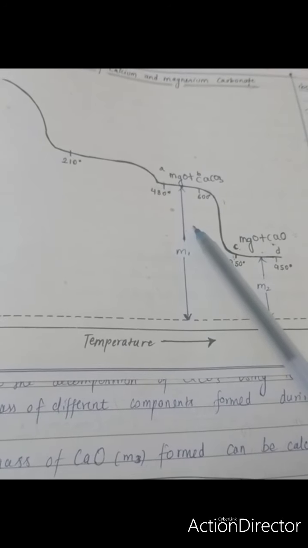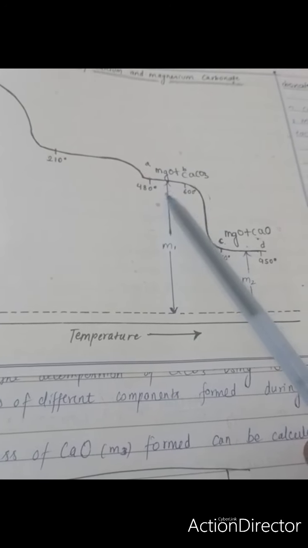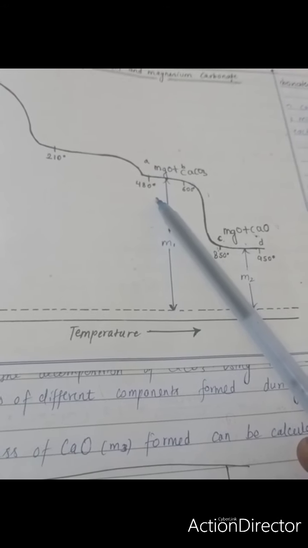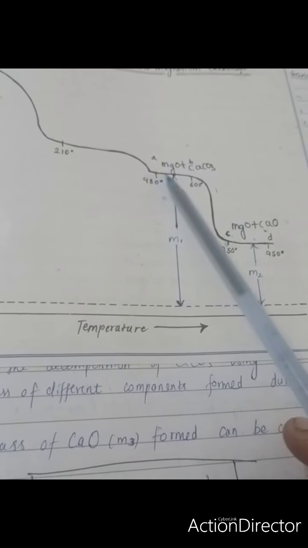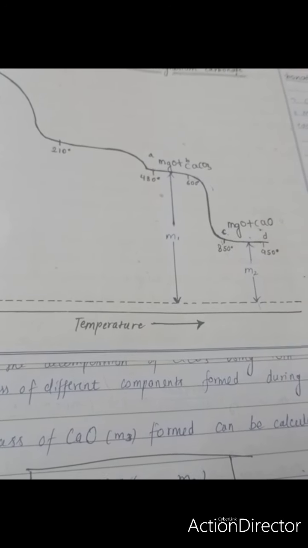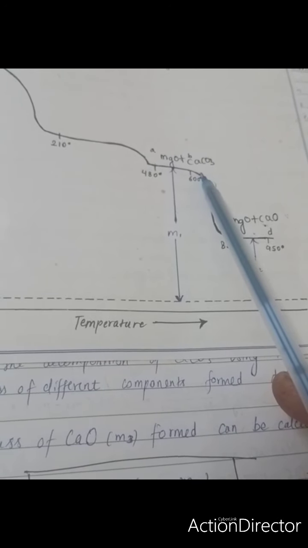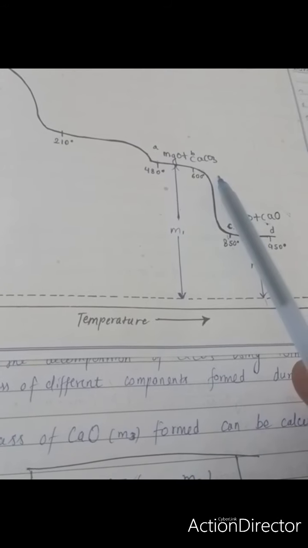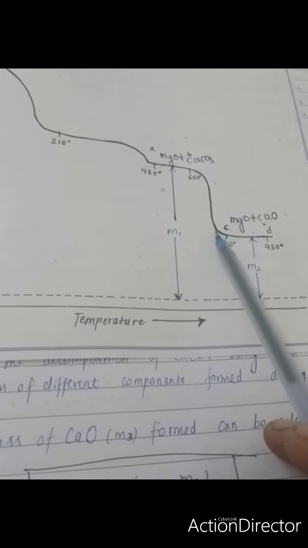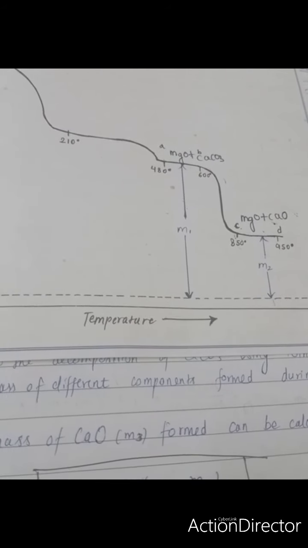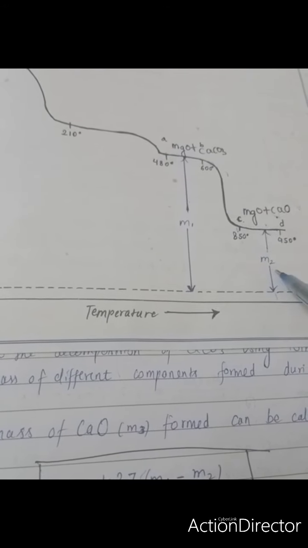This is the TG curve of a mixture of calcium and magnesium carbonate. As seen from the graph, at about 480, thermal decomposition of magnesium carbonate occurs. You are left with magnesium oxide. So there is a decline. Again at about 850, decomposition of calcium carbonate will occur into calcium oxide and carbon dioxide. Carbon dioxide gas will escape. So this decline is due to the decomposition of calcium carbonate. We have taken this as M1 and this difference as M2.